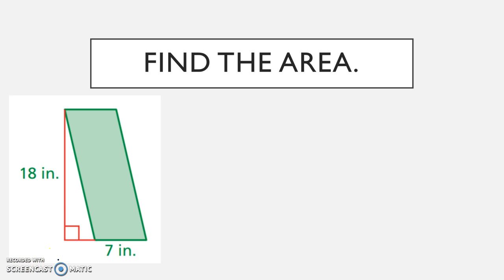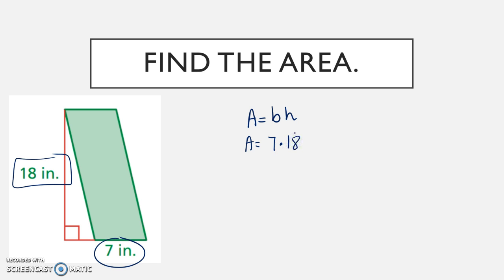Our first line of work should be our formula. Area equals base times height. The more we write this area formula, the more we're going to remember it. So that's why we always want to start with that formula. Our plug-in step, our base is 7 inches, and then the height is 18 inches. So we need to multiply 7 by 18. And we get 126. So our area is 126 inches squared.